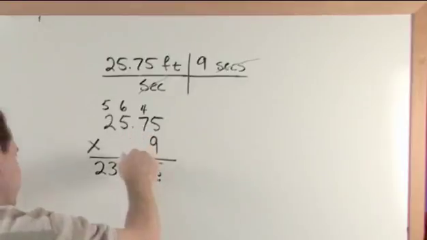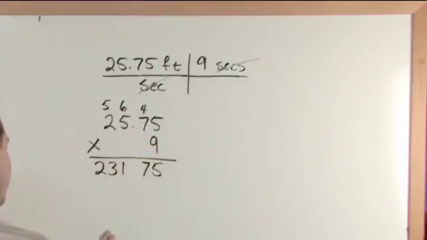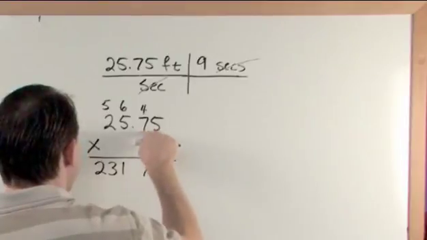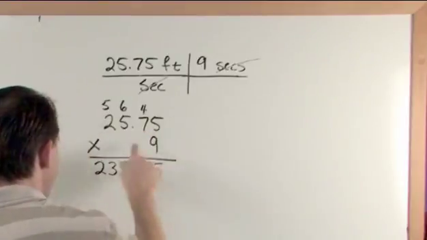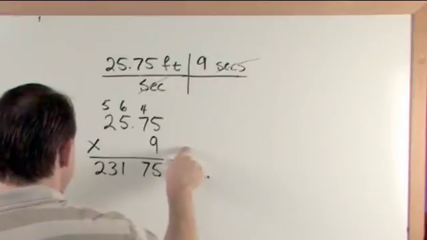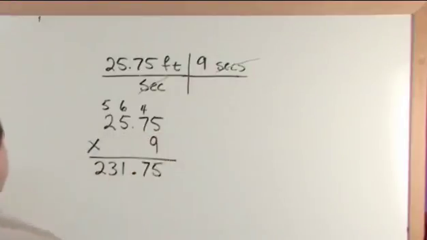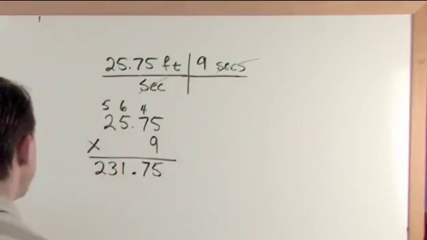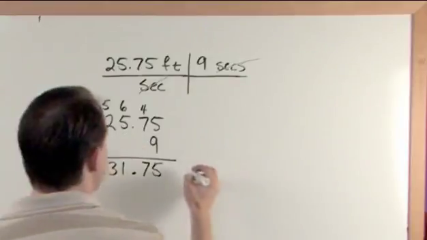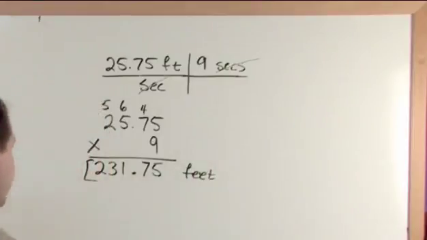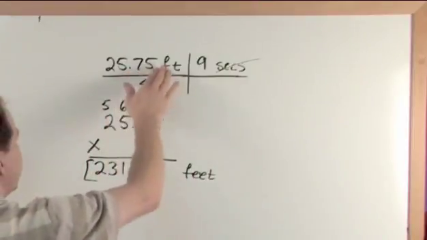And although you might be tempted to drop it down, what you need to do for multiplication is you have 1 decimal point, you have 2 numbers after the decimal point, and in the whole problem, there's no decimal point down here, so you can ignore it. So in the final answer, there must be 2 numbers to the right of the decimal point. So the answer is you went 231.75 feet, okay?